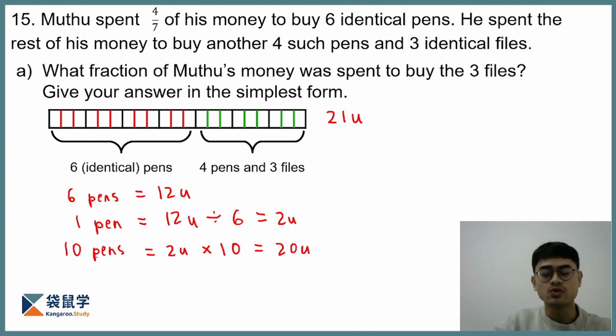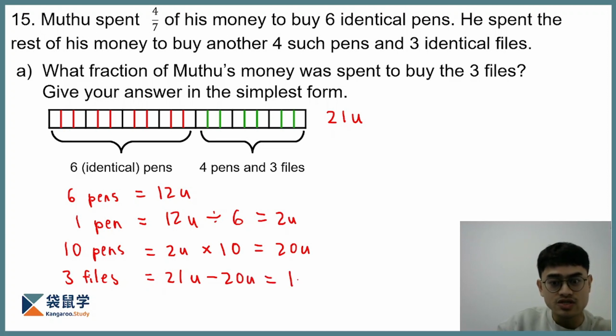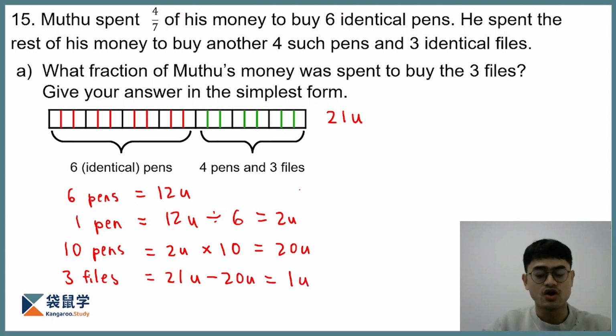But what do we want to find? We want to find the fraction of money used to buy 3 files. So that's just going to be the remainder, right? So 3 files is going to basically just be 21u, all the money he has, minus 20u. And that's going to give us a single unit of his money.